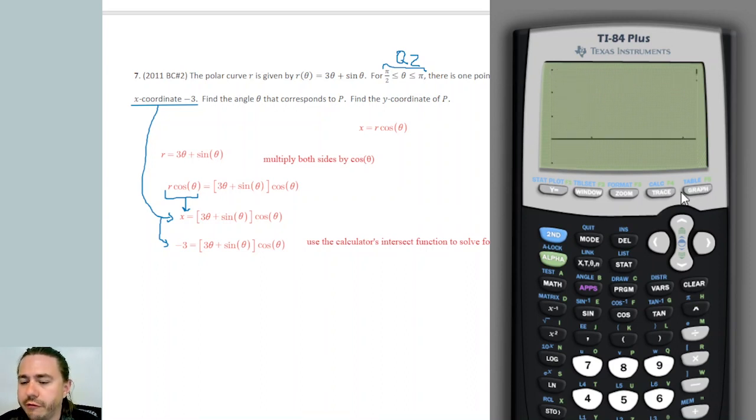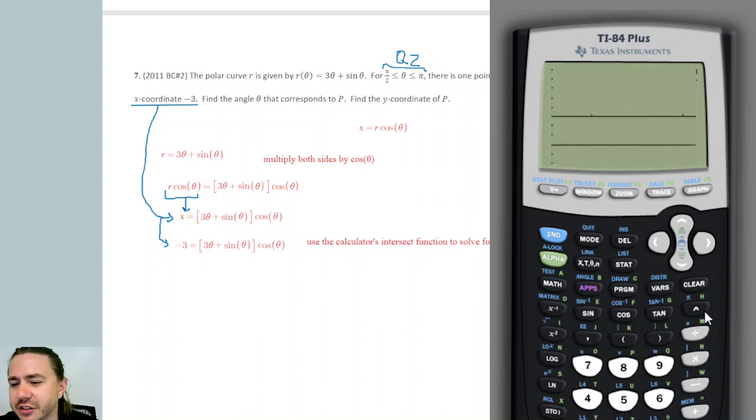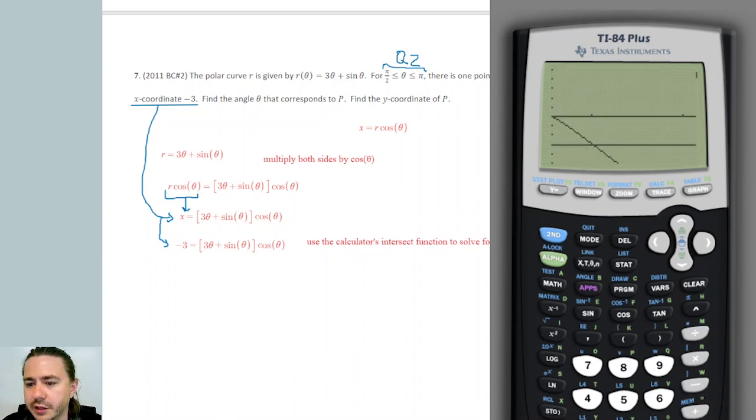Let's look at the graph real quick, to make sure we can see the intersection. I might have to adjust my y values, which are really my r values here. So let's go from maybe -5 to 5. Yes, there's the -3, and the other curve is right here, so we see the intersection occurring right here. So we'll do second calc, intersect. Enter, enter, enter, and here is the theta.